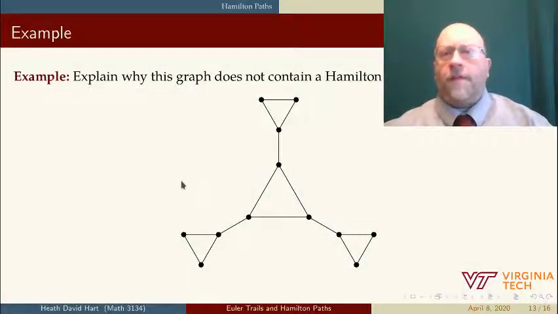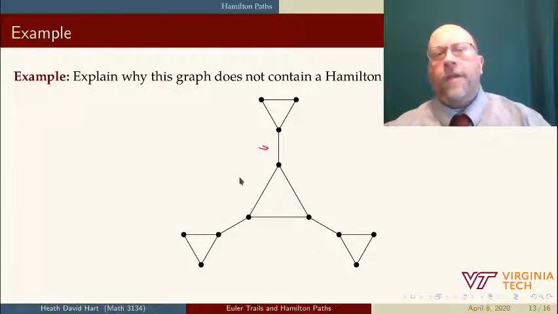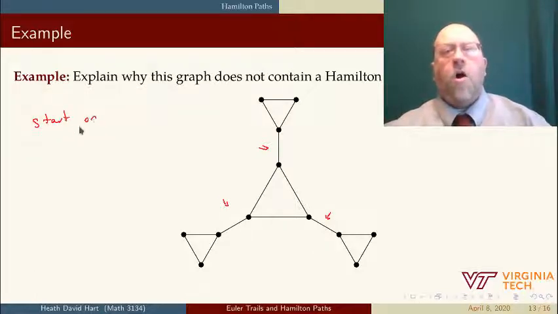Explain why this graph doesn't contain a Hamilton cycle. Well, it has to do with these three edges here. That is, I have to start somewhere. I could start in the center, or I could start on one of these triangles. But I have to start on any of the four triangles. And I have to end on any of the four triangles.